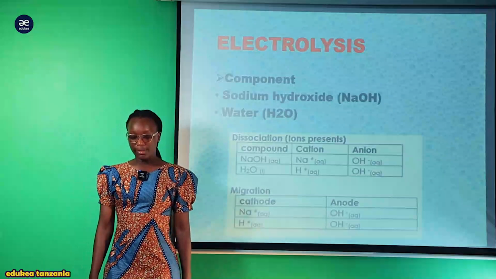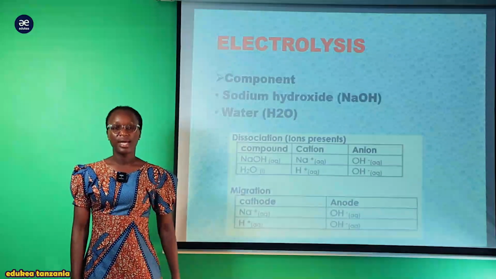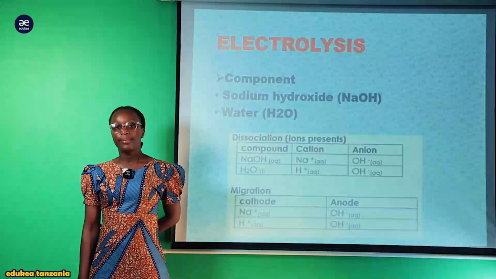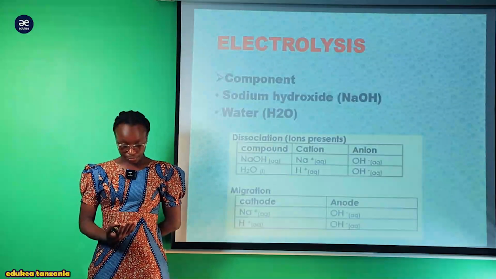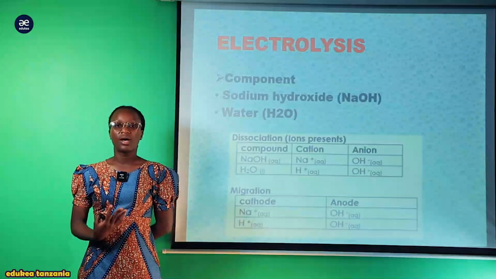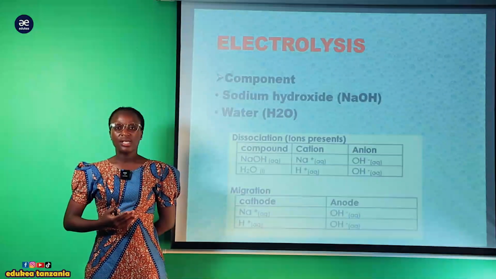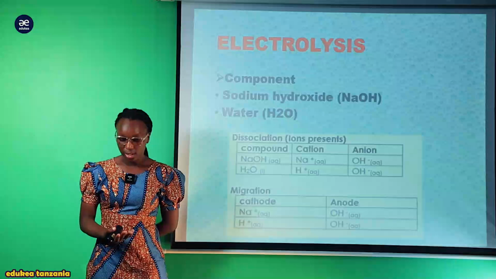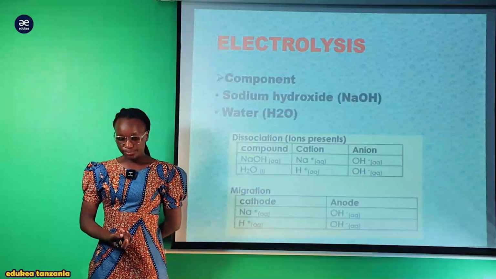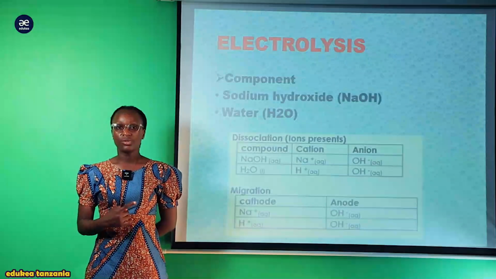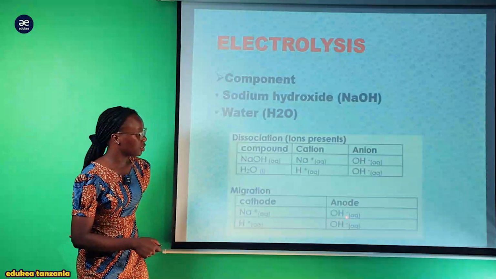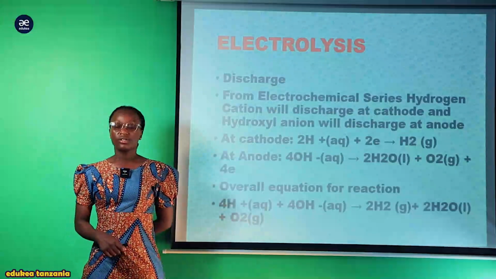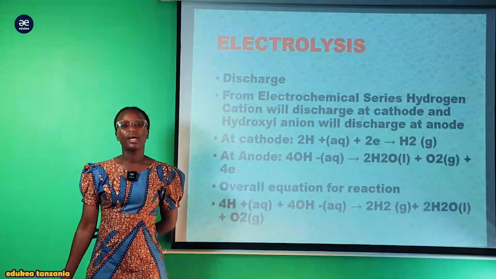Now what are the components of this sodium hydroxide solution? First we have the sodium hydroxide, and secondly we have water as usual. Now let us consider the dissociation. The ions will dissociate, whereby for the cations, from the compound sodium hydroxide we are going to have sodium, and from the water we are going to have hydrogen. For the anions, in sodium hydroxide we are going to have OH, as well as from water we are going to have OH. So that's why you see OH at the anode. So the discharge is the same as that of the sodium chloride electrolyte.